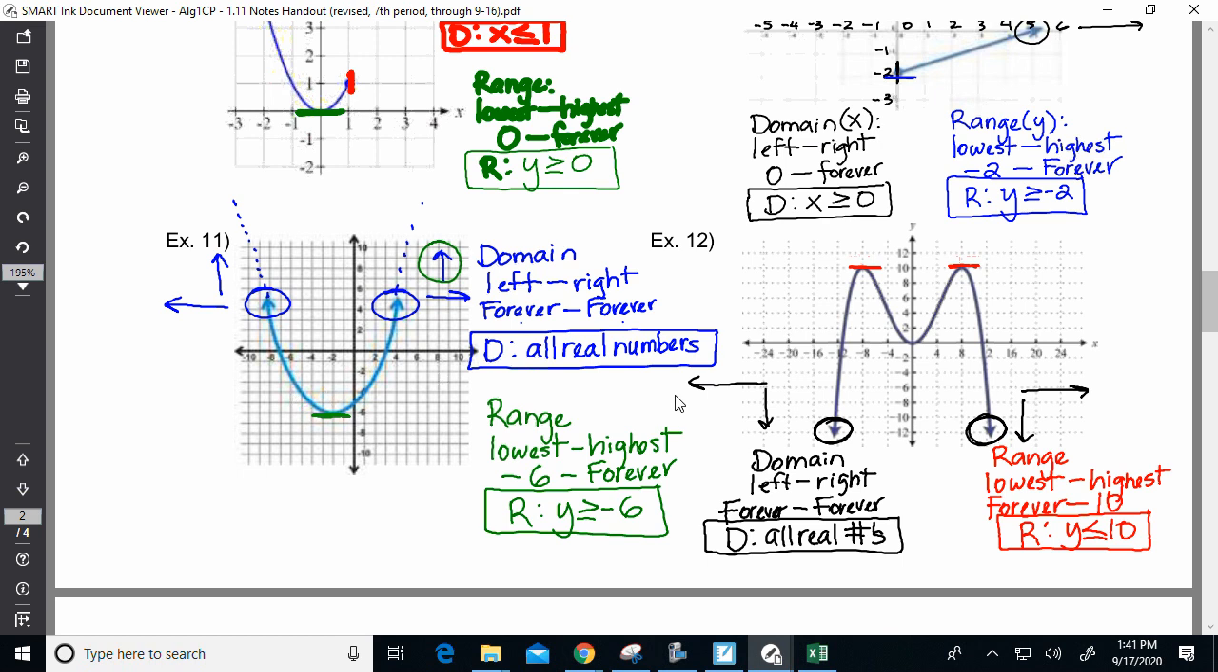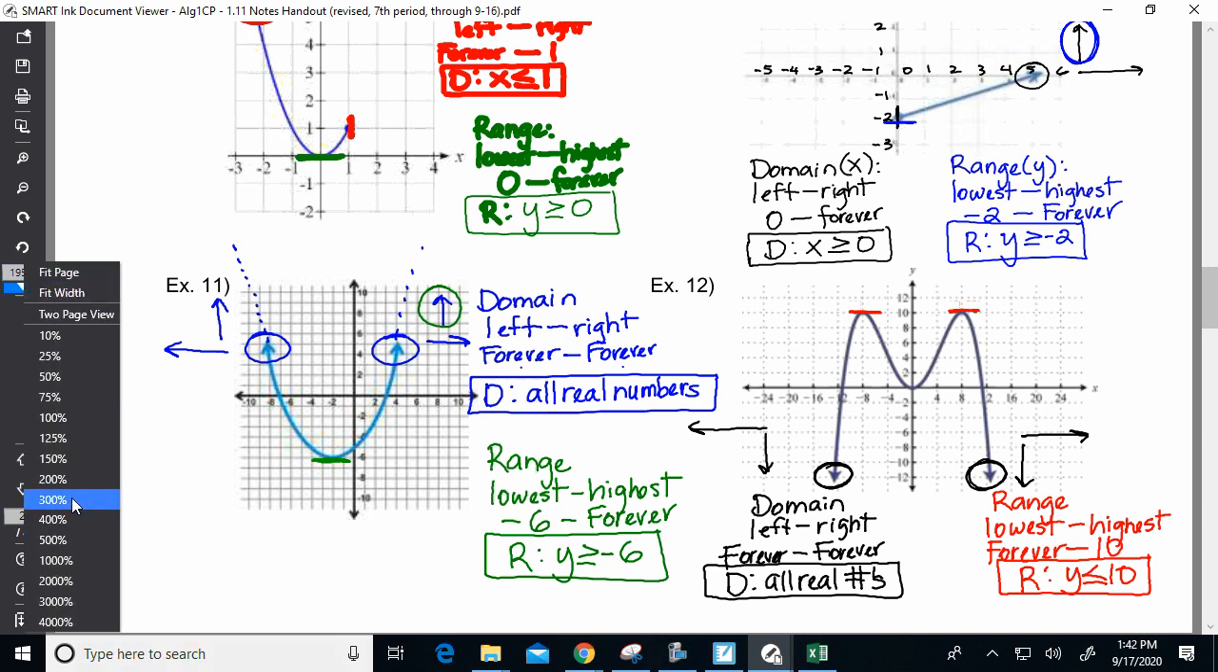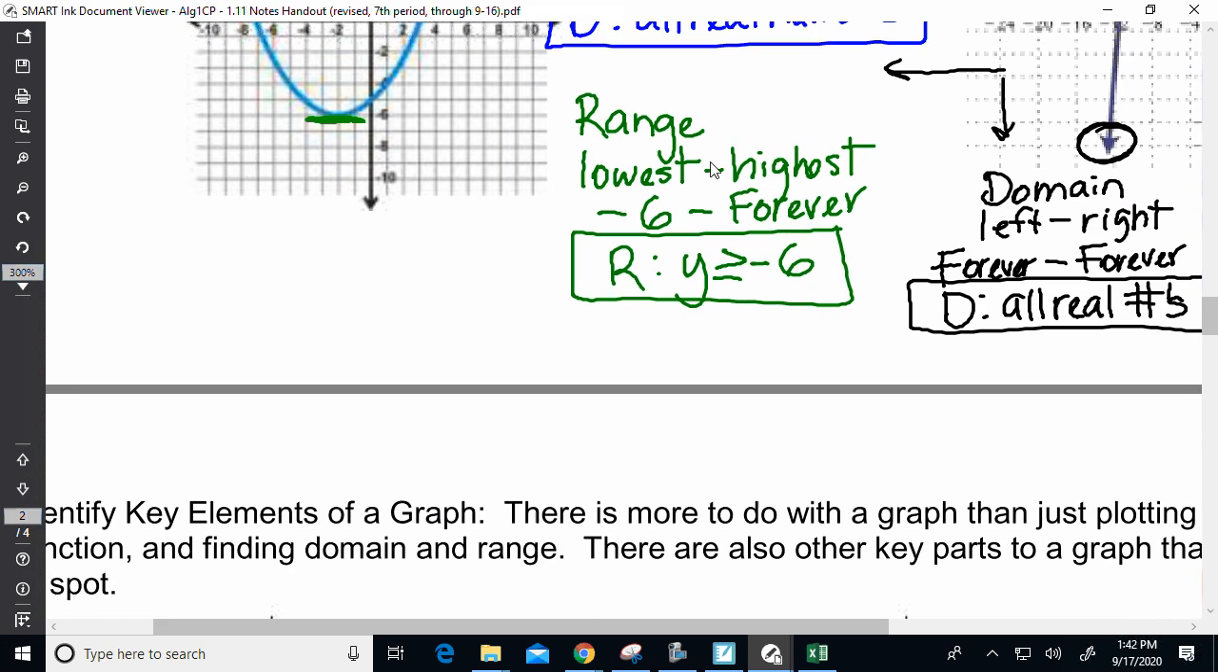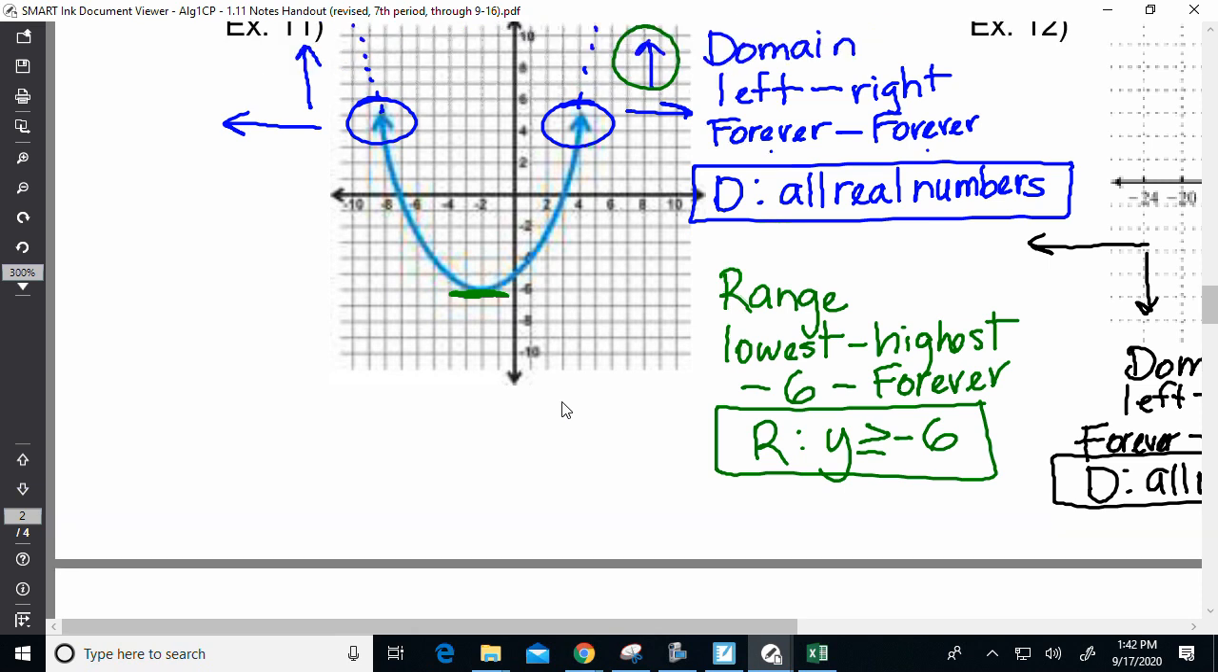So, notice that there were a couple times in which the domain was all real numbers. As I mentioned, there is a time in which both the domain and the range are all real numbers. So here's an example of when that would occur, just so that you know it does happen.